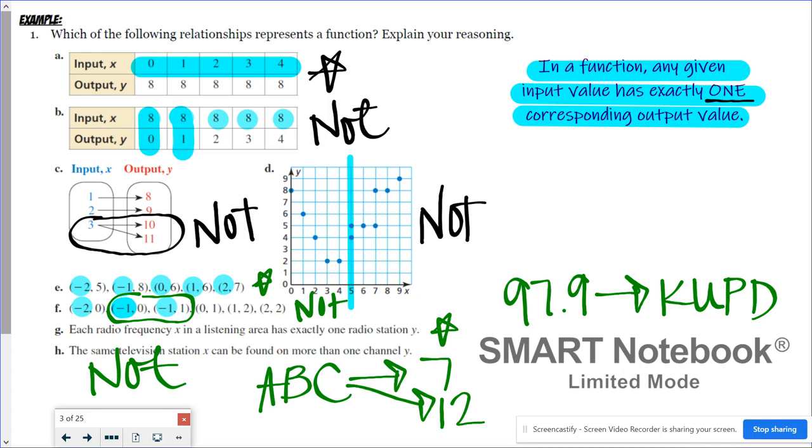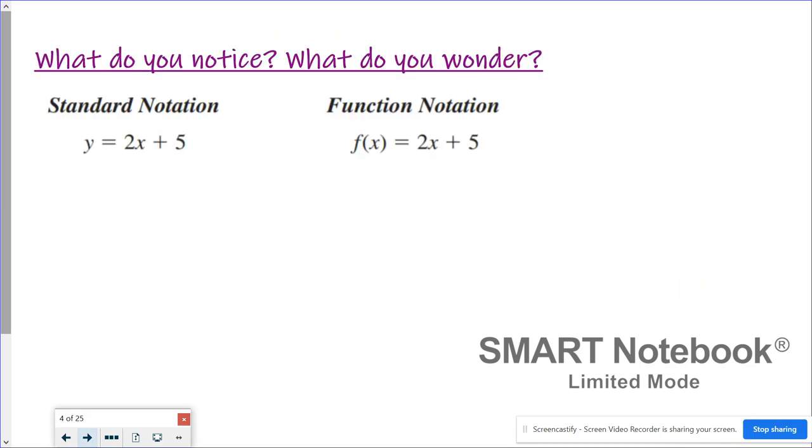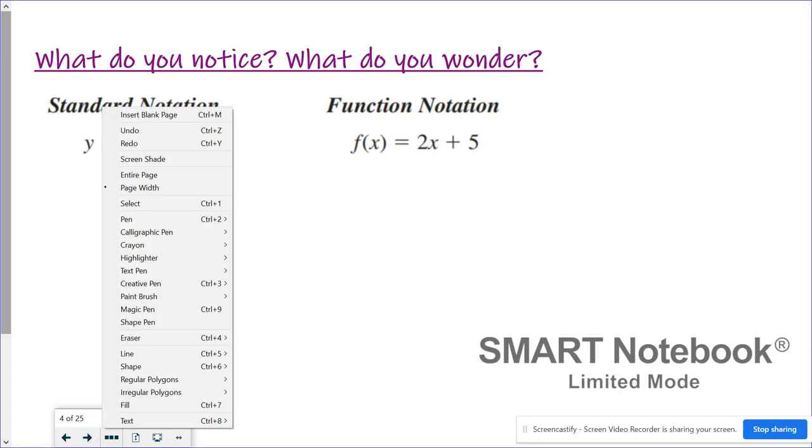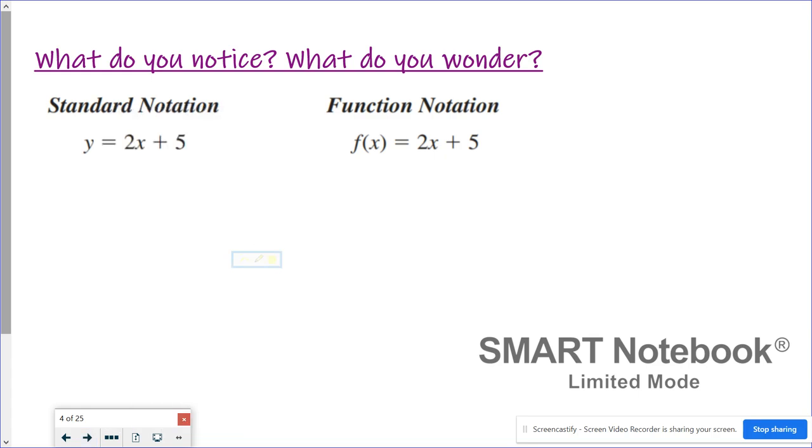So now function notation. Okay. So on your screen right now, I have standard notation, y equals 2x plus 5, and I have function notation, f of x equals 2x plus 5. And I don't know about you, but I think it's kind of obvious here. What do you notice? What do you wonder? Well, I notice that the difference is in the standard notation, they're using y, and in the function notation, they're using f of x. And then I wonder oh, so that's just the same?